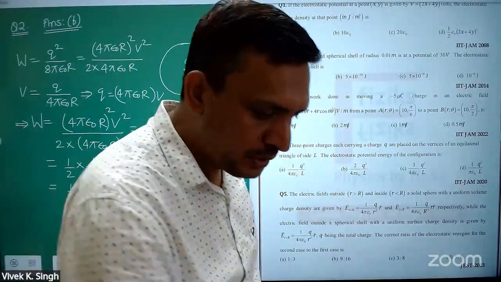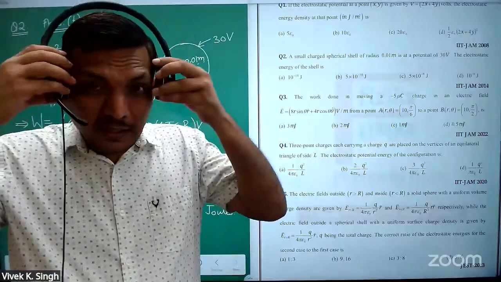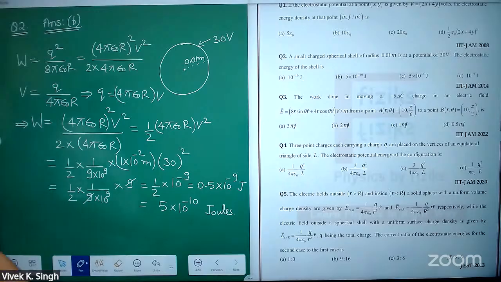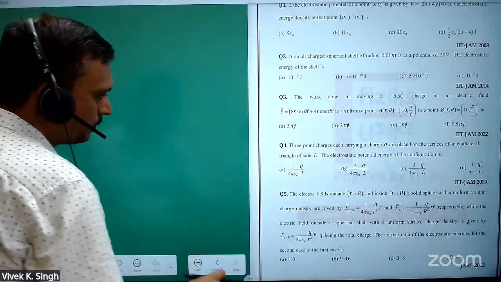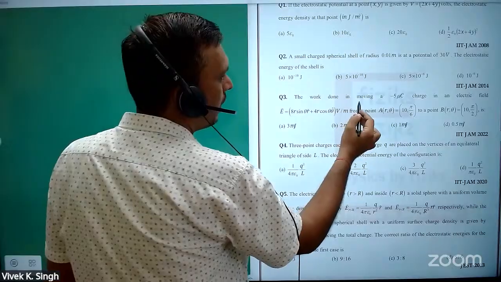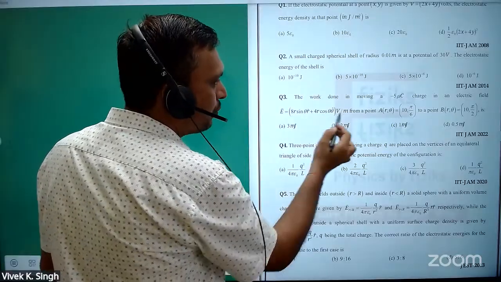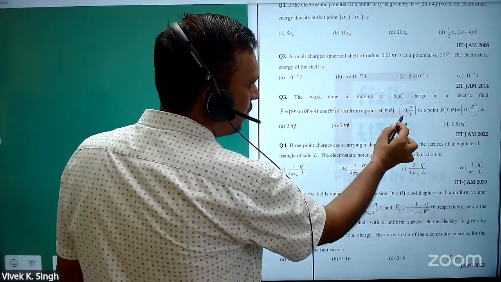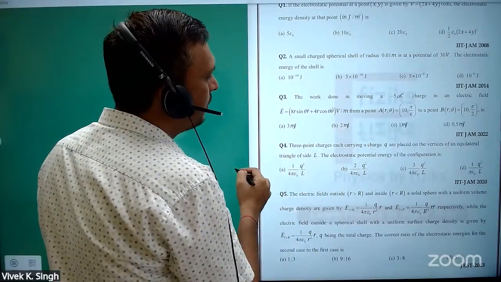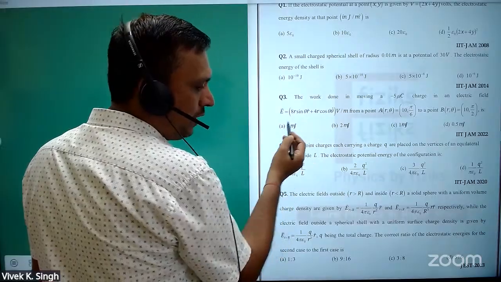So now we will see the next question. Let's see the next question. So the next question is question number 3. What is the work done in moving a -5 microcoulomb charge in an electric field E from a point A to B? So R is fixed, theta is changing. So what will be work done? Work done is given by F dot dl.